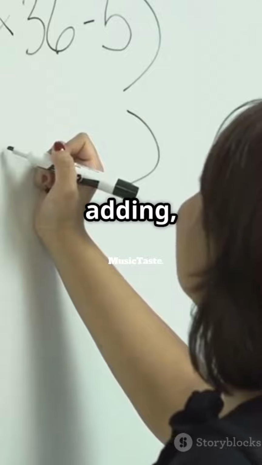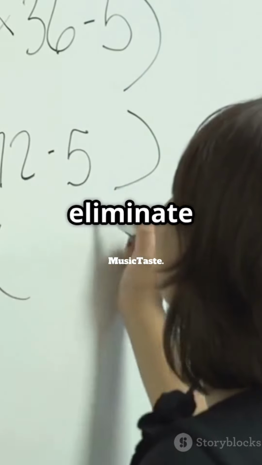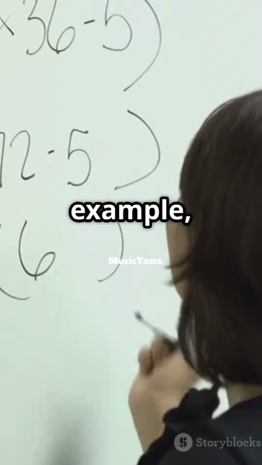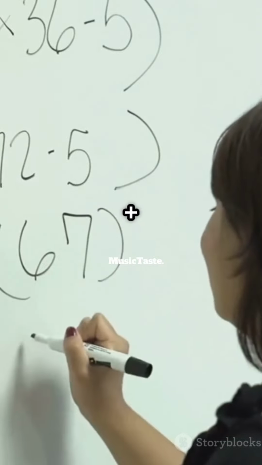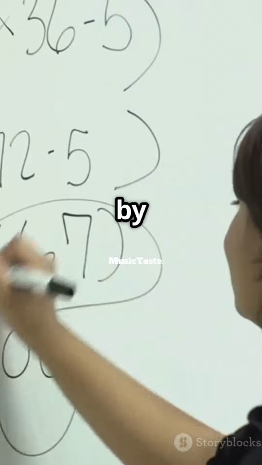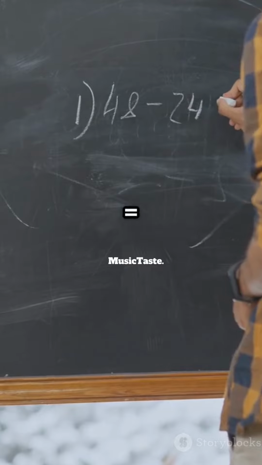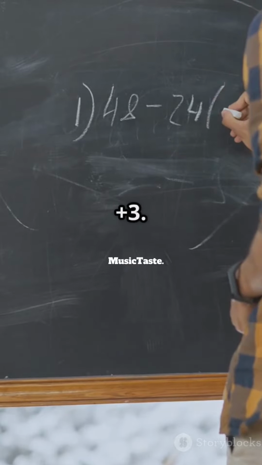This often involves adding, subtracting, multiplying, or dividing both sides of the equation to eliminate other terms. For example, if you have the equation 2x + 3 = 7, your goal is to isolate x by getting rid of the plus 3.